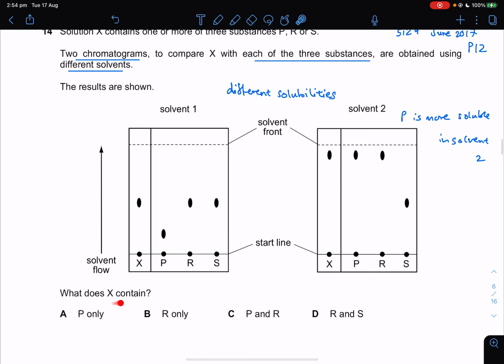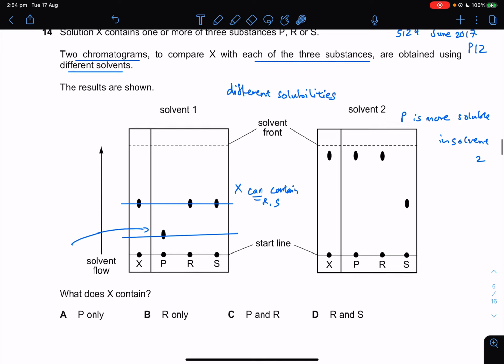They want you to think about what X contains. So when you look at paper chromatography, if they move the same distance from the starting line, this indicates that R and S could be present in X. So X can contain R, S, but what is important here is what do we see? We see that there is nothing that X contains that has the same level as P, so X does not have P. X does not have P.